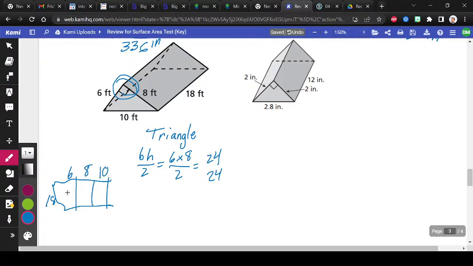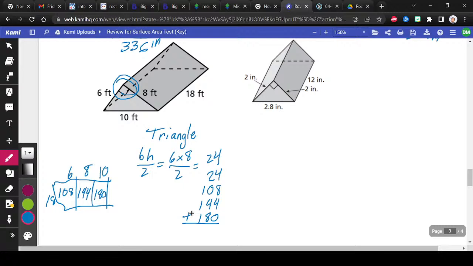18 times 6 is 108. 18 times 8 is 144. 18 times 10 is 180. So we go 108, 144, 180.